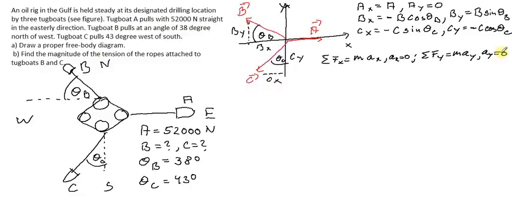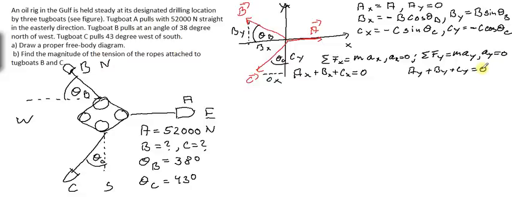So if we want to look at all the forces in the x direction, we just have then AX plus BX plus CX, and that is 0 because AX equals 0. Likewise, AY plus BY plus CY equals 0.